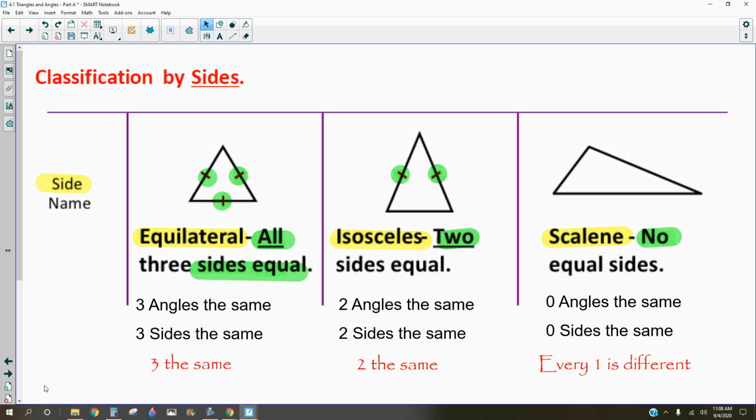That's the way I kind of call this the 3-2-1 method. For equilateral, 3 are the same, 2 are the same for isosceles, and every one is different for scalene.